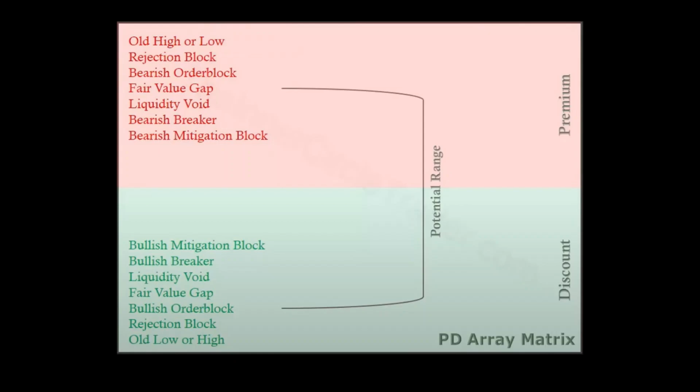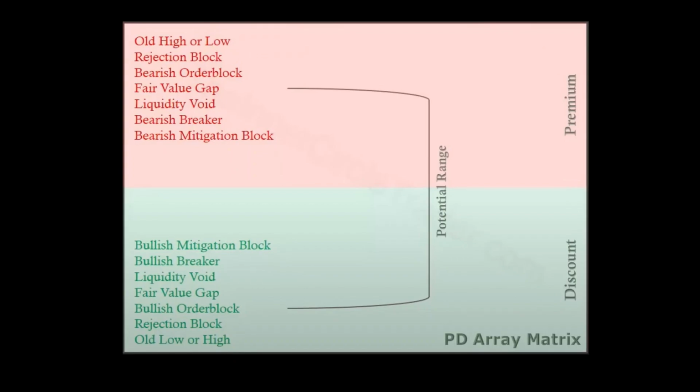So this is ICT's concepts, of course, and what the PD array matrix is basically how price moves from one PD array to another. Price may move from a premium PD array to a discount PD array, and then to another premium array to a discount array, and it's doing this transcending multiple time frames all at once, right? As we know, price is fractal, and this has to be considered when utilizing the PD array matrix.